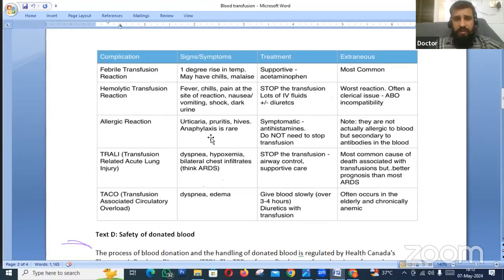There are symptoms, you can just see temperature, fever, just quick, okay? Then there's treatment: supportive, stop transfusion, symptomatic, stop transfusion, give blood slowly, quickly, okay? Just extra information: most common, worst reaction. You can underline these, okay? They're not actually allergic, most common cause of death, often elderly, okay? This is just quick skimming and scanning of this table, okay?